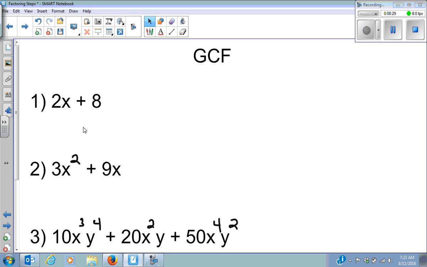That GCF thing, greatest common factor. If you remember back in the day when you were in middle school, we talked about these. All you have to do is write number 1 down. We're going to do number 2 and 3 together. So if you just write number 1 down, you'll be good.